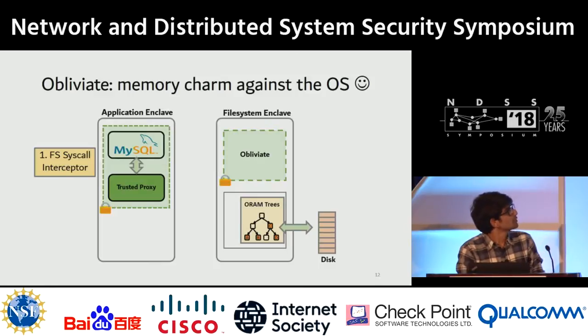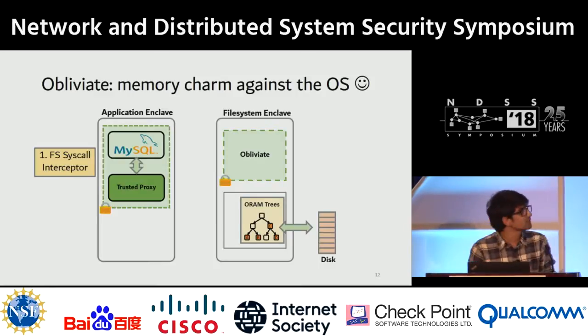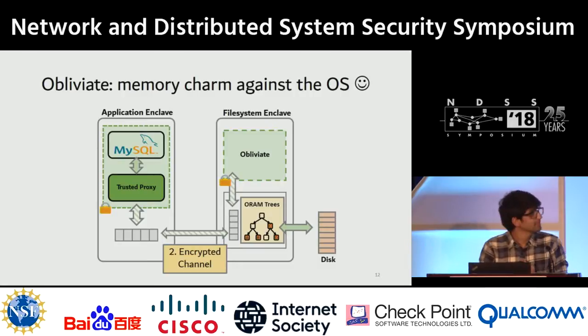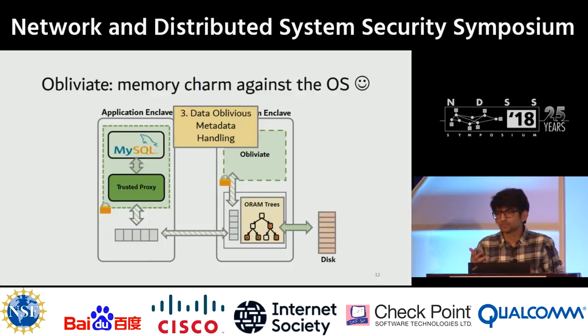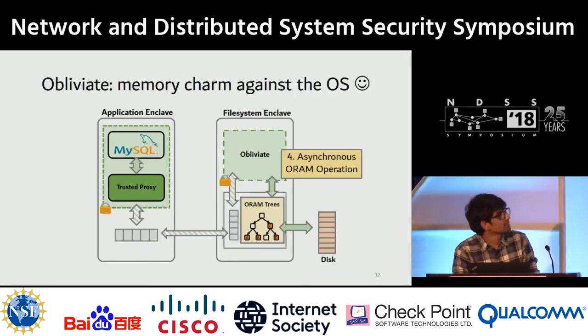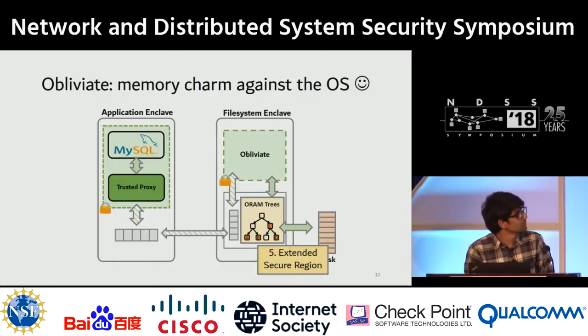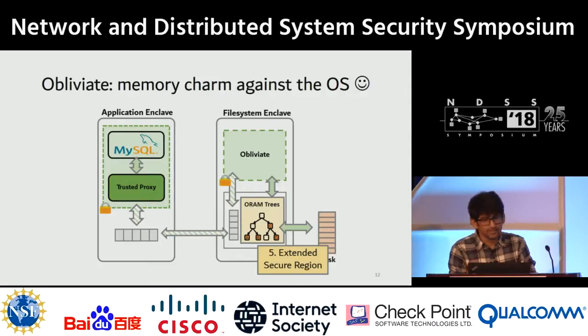Afterwards, we install a very small library, which we call the trusted proxy, inside the application enclave to intercept all file system-related system calls. Since these are two separate processes, we create an encrypted channel between them, using standard IPC mechanisms. Then we provide that query to OBLIVIATE, our trusted library, which performs data-oblivious handling of whatever file system operations. We perform an optimization called asynchronous ORAM operation. At the end, we retrieve the required block from the required file offset, and return it back through the pathway we just came from. So this is a brief overview of what OBLIVIATE does.